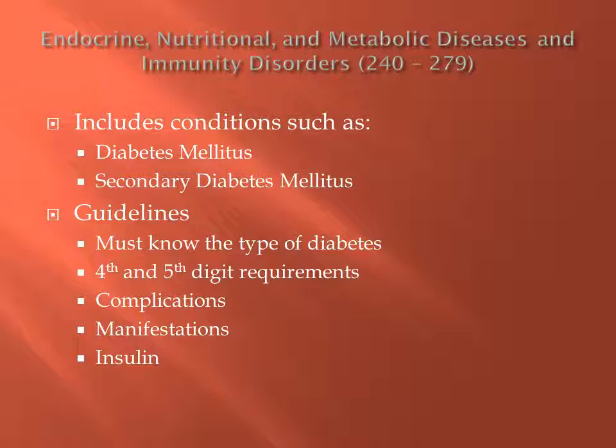2 will be used for a type 2 unspecified type, uncontrolled, and 3 will be used for a type 1 juvenile type, uncontrolled. Now, secondary diabetes mellitus is caused by another primary condition or event. Guidelines in this section include 4th and 5th digit requirements, complications, manifestations, and the use of insulin.